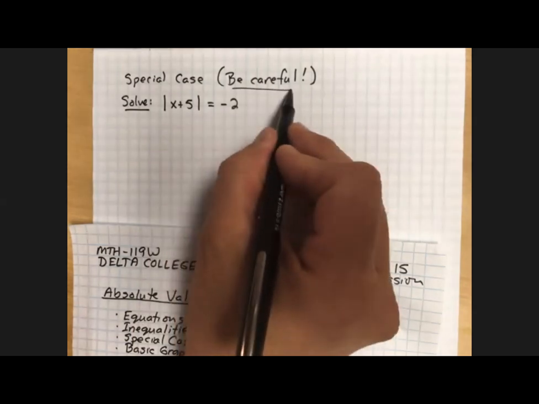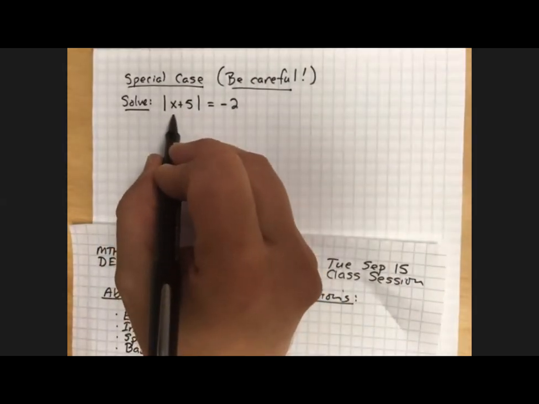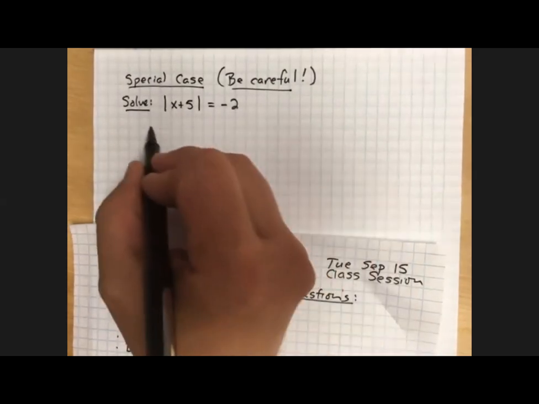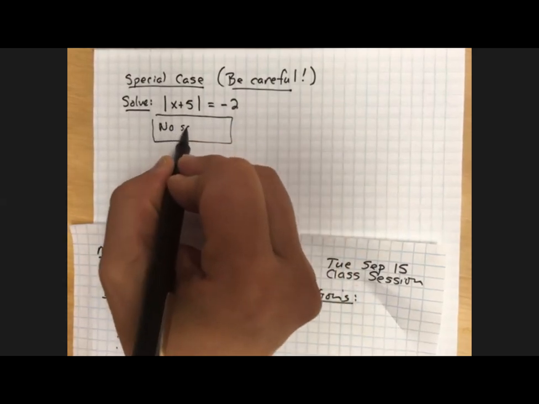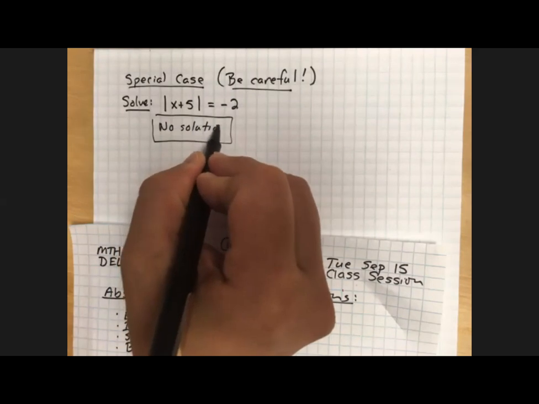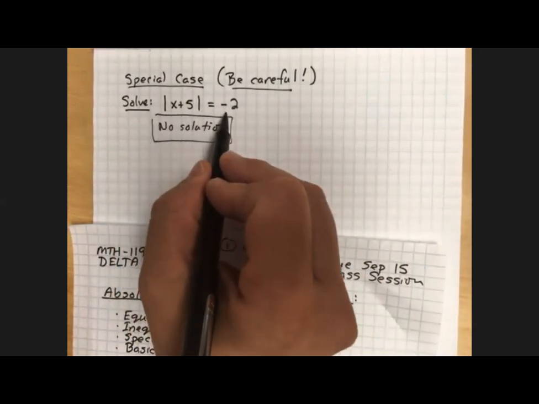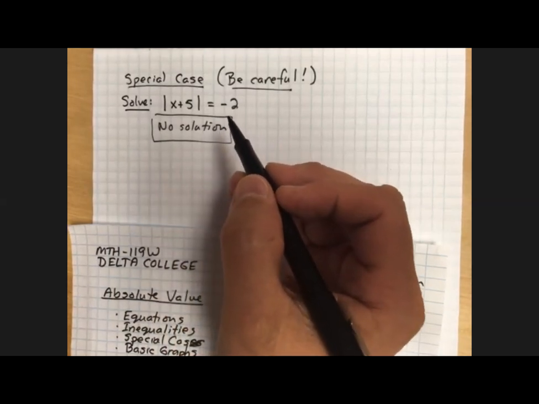And be careful. It's a special case. So what do you say to someone if they ask you to solve something, but it cannot be solved? There's no solution. Literally, that's all you say. So I want you to be aware that sometimes, and this is a funny statement to say in math, but sometimes the answer is there is no answer.